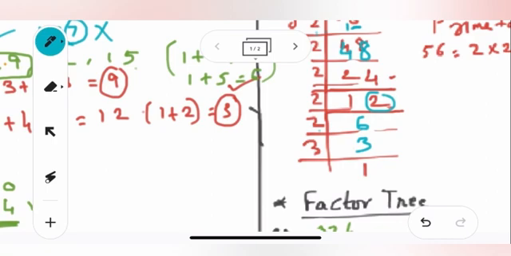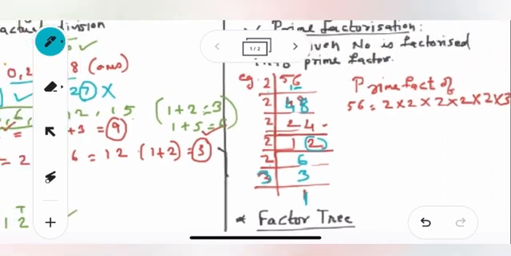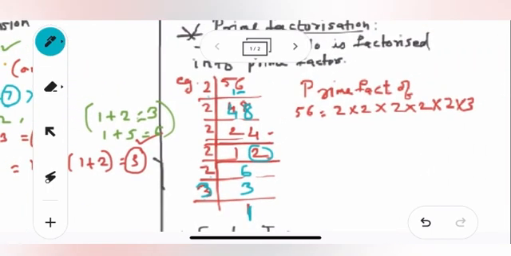So now 3 goes in the table of 3 only. So we write 3, 1s are 3. Okay, so now here once it is 1, then we stop doing the factorization. So now what are the prime factors of this number 56?